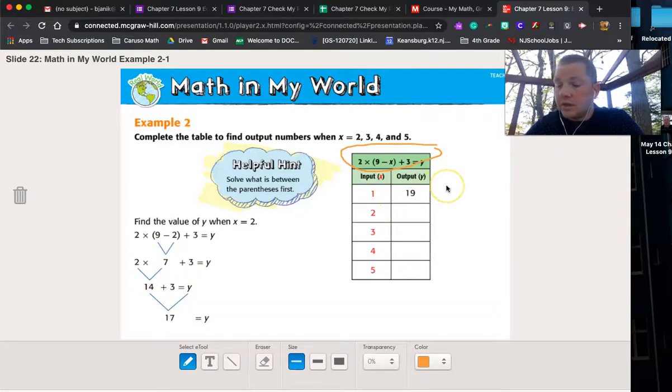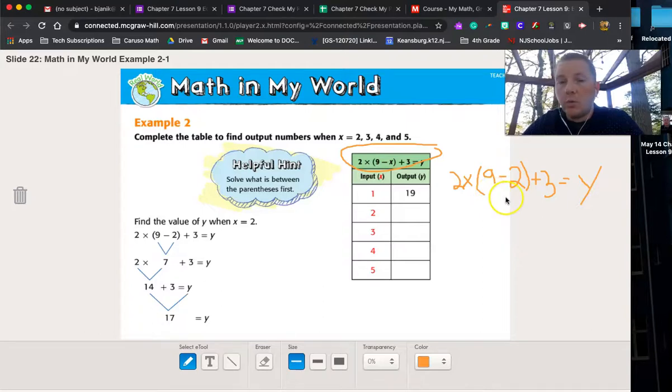All right? So let's look at this next one over here. Let's take this equation, 2 times (9 minus x) plus 3 equals y, and let's plug in the next number. So we do 2 times, put in our parentheses, and you should be writing this on a scrap piece of paper, 9 minus, and we're moving to the next part in the chart here, which is 2. Minus 2, plus 3, equals y, which is what we're looking for, our output.